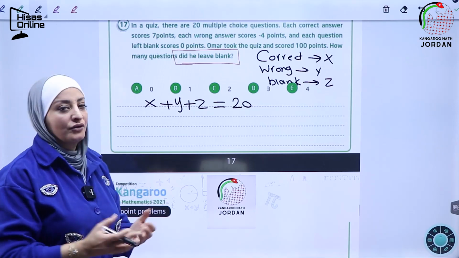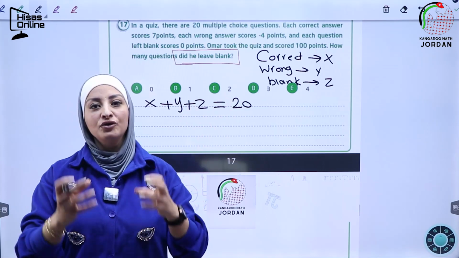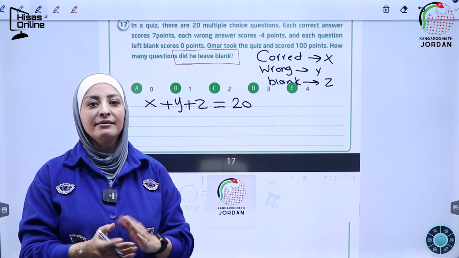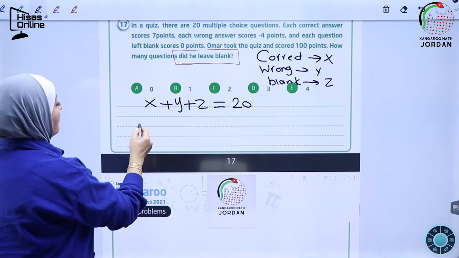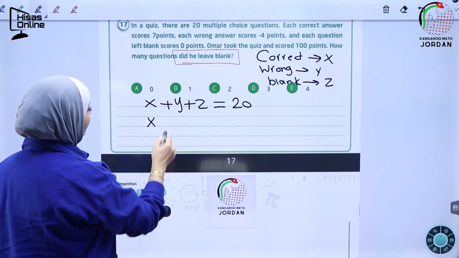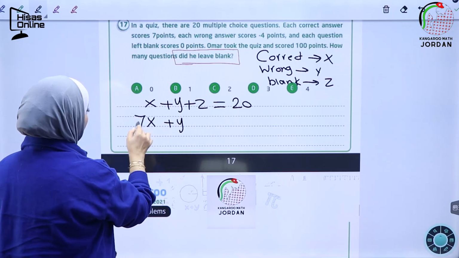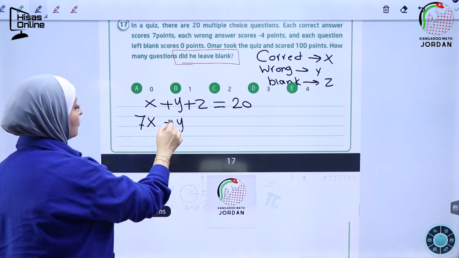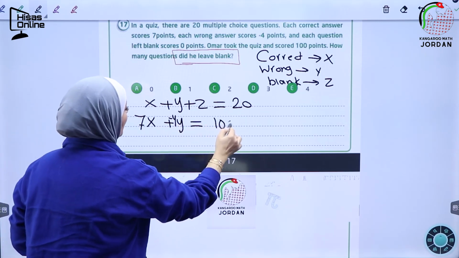To get 100 points, there's no need to add z, the blank questions, to your equation, because it doesn't give you anything. It's 0 points. So for him, he got x questions correct, and y questions wrong, I don't know how many. Each correct one gives 7 points, and this is minus 4y, and that makes it 100.